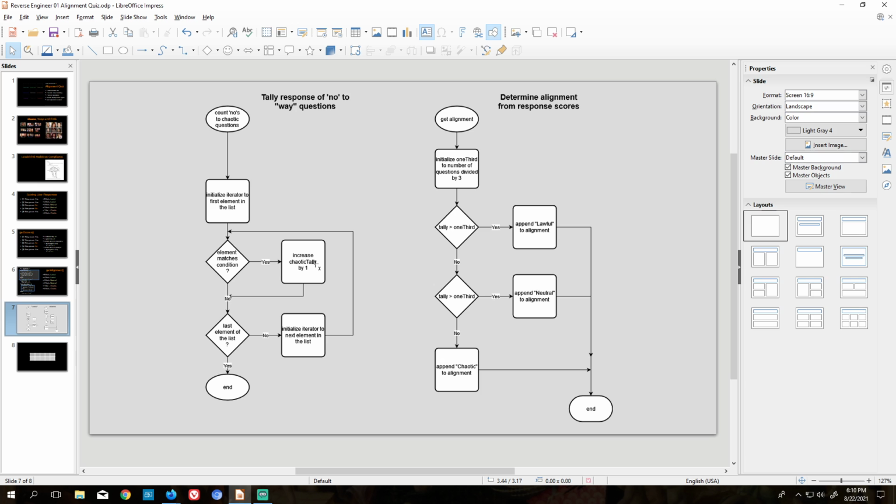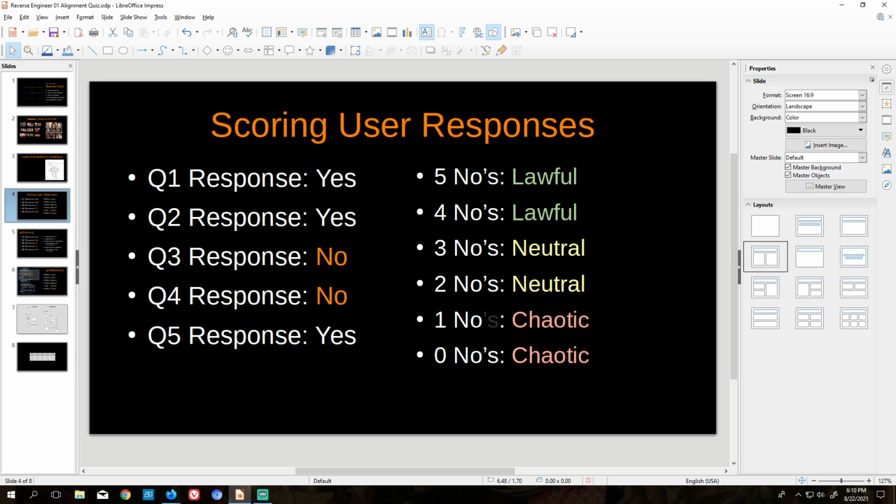So the first subroutine counts the chaotic tally, how many no's to the chaotic questions. And the second little subroutine basically tells you what word goes with that number of no responses, which I kind of put here. If there's 5 no's or 4 no's, you're lawful. If there's 3 no's or 2 no's, you are neutral. And if there are 1 or fewer no's, then you're chaotic.